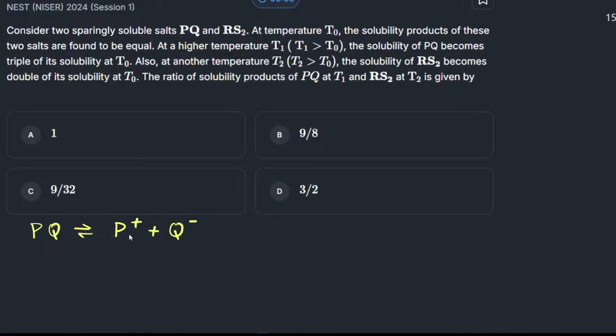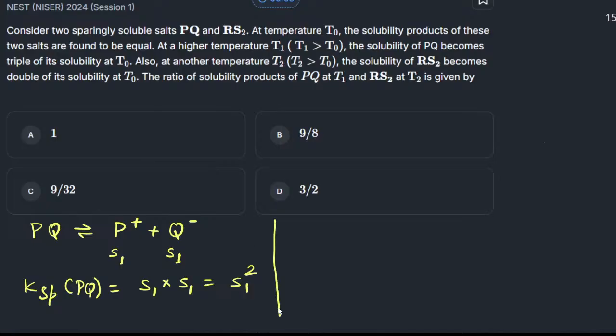Let us say the solubility of PQ is S1. So P plus is S1, Q negative is also S1. So Ksp for PQ is equal to the concentration of P plus multiplied by the concentration of Q negative. That is equal to S1 square, because it is P plus raised to power 1, Q negative raised to power 1.